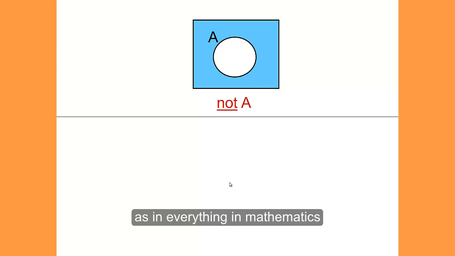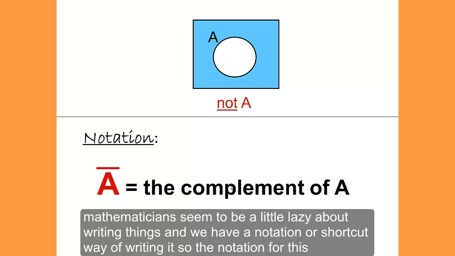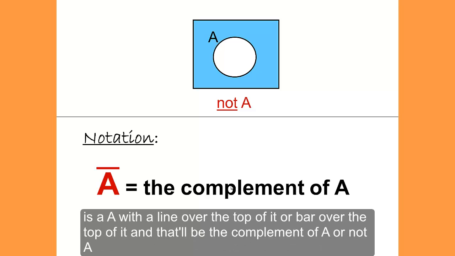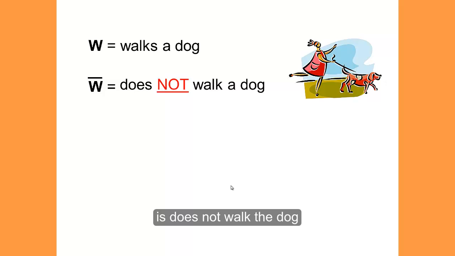As in everything in mathematics, mathematicians seem to be a little lazy about writing things, and we have a notation or shortcut way of writing it. So the notation for this is A with a line over the top of it, or a bar over the top of it, and that'll be the complement of A, or not A. So if W is walks the dog, not W is does not walk the dog.